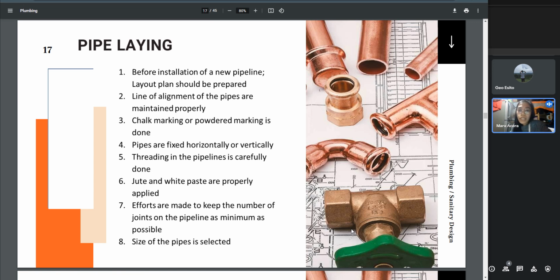Fifth, threading in the pipelines is carefully done so that joints are well settled and leakage is prevented. Next, jute and white paste are properly applied over the threaded portion to prevent leakage and for having watertight joints. Efforts are made to keep the number of joints on the pipeline as minimum as possible. And last, the size of pipes is selected according to the length of the service pipeline.